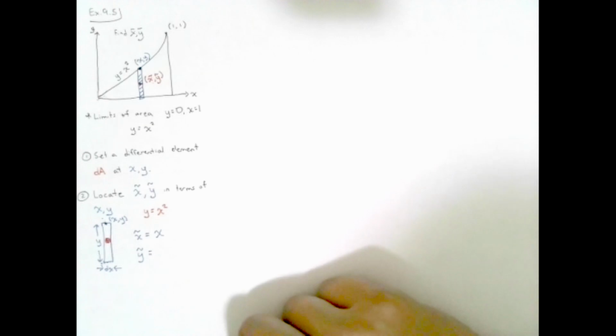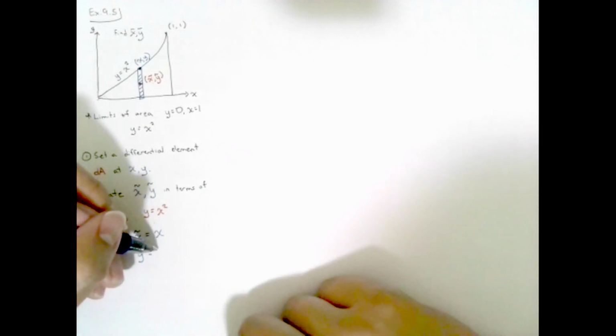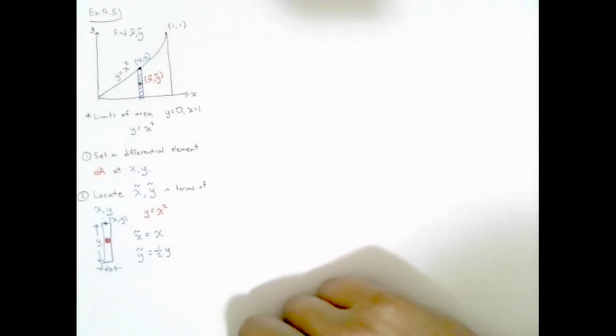It would just be 1/2 y. That's correct. So we've located our x and y's in terms of our x squiggly and y squigglies in terms of our x and y's. So far, good job. But now there's a little bit more work that we can do, right?